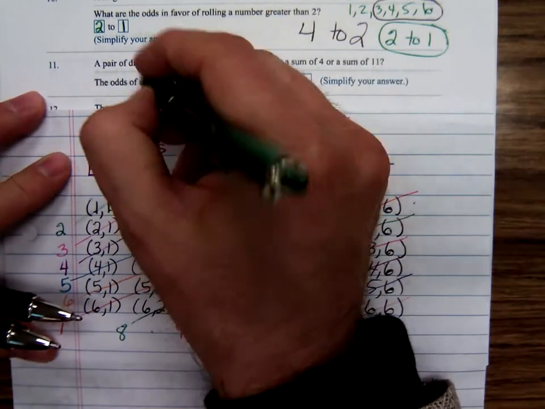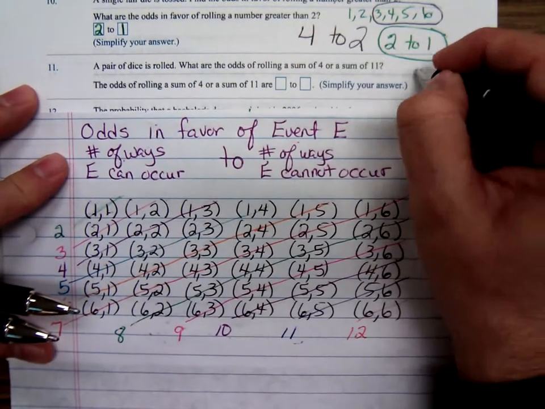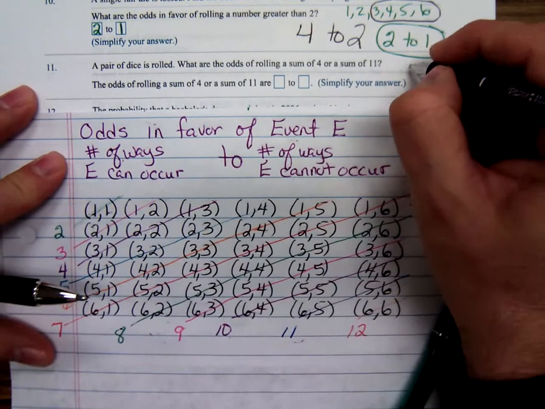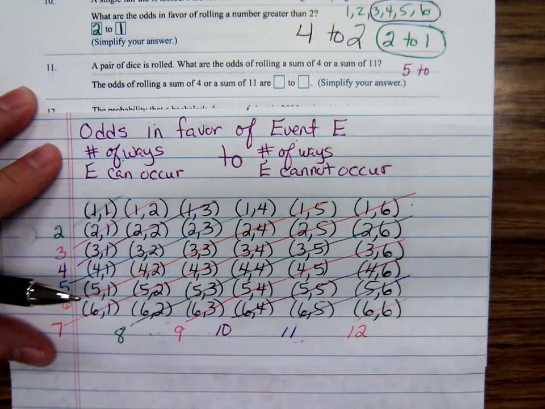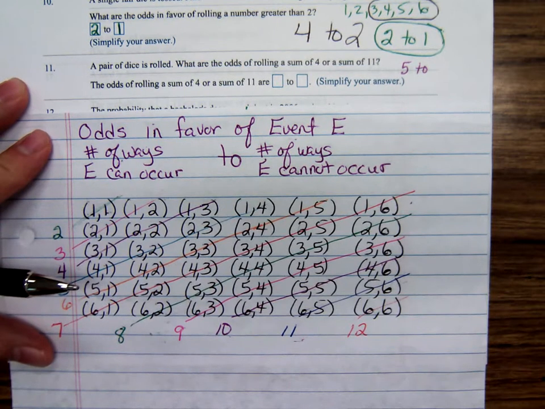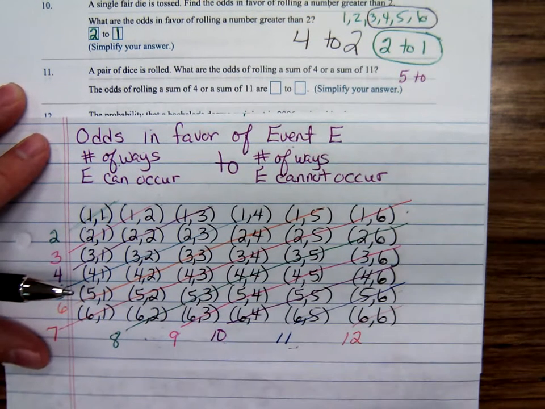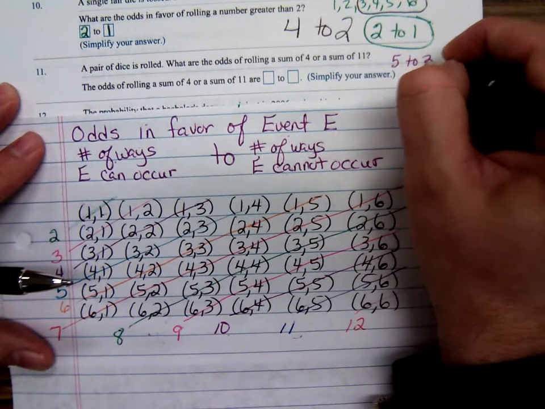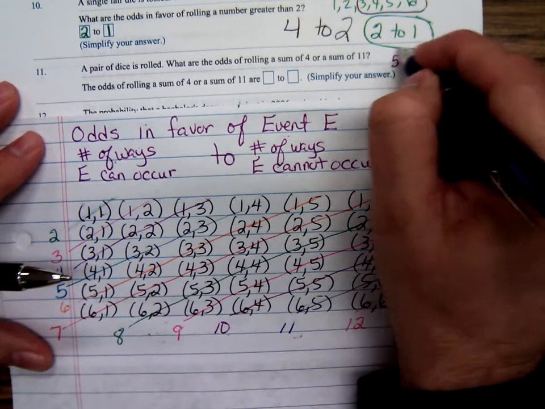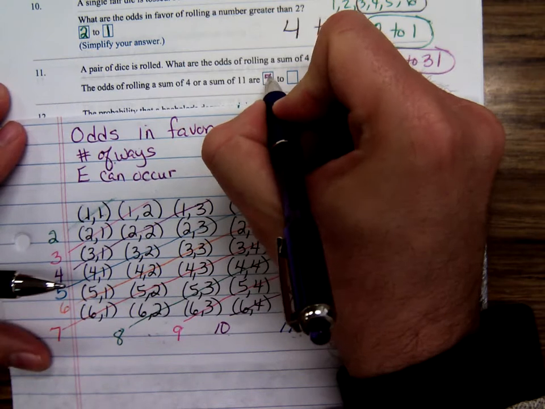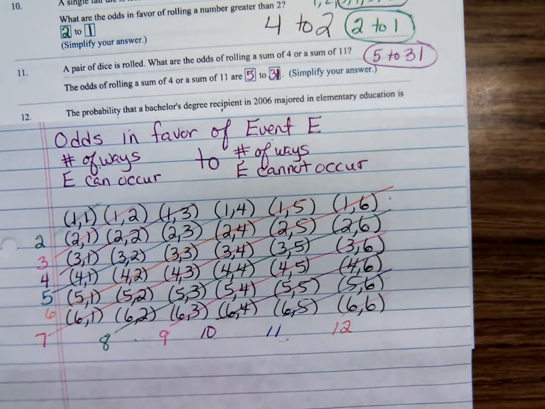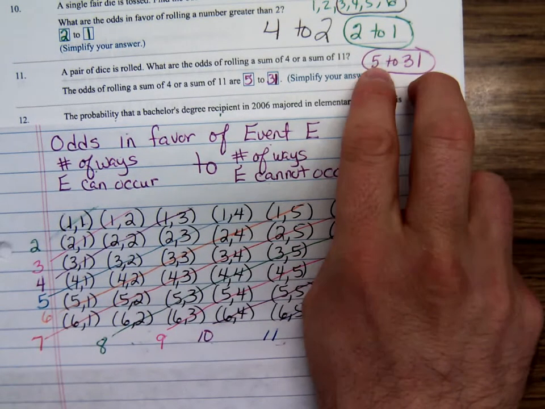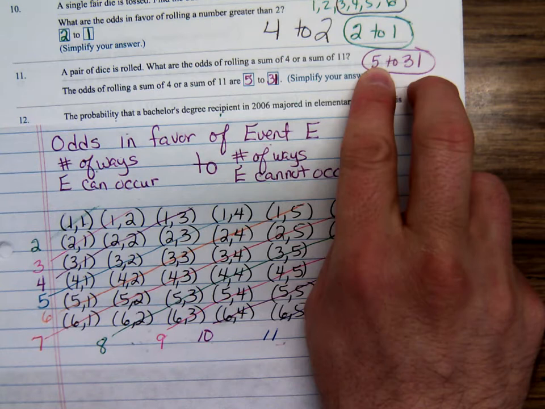So it's going to be 5 to what? 31. Yeah, 36 minus 5, 31. And I don't think that one's going to reduce, is it? It's just 5 to 31. Notice the two numbers should add together to give the total number of possible outcomes.